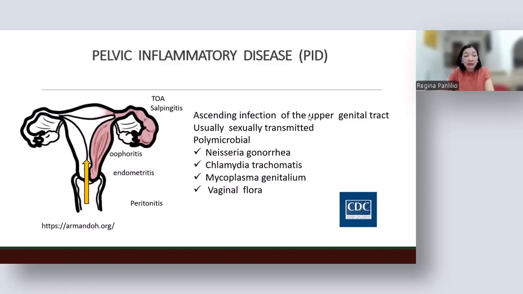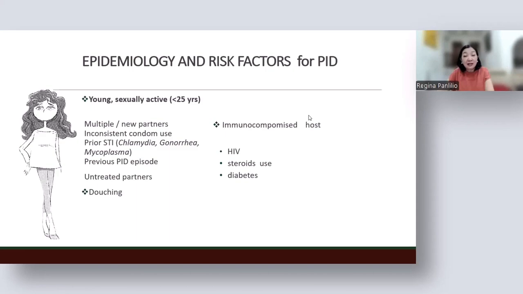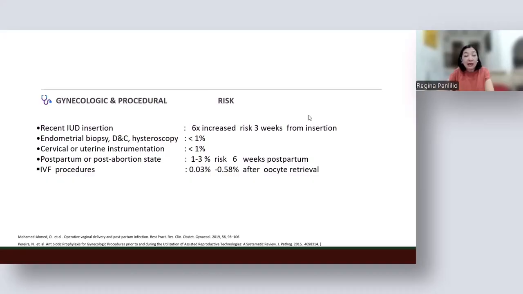So let's first define pelvic inflammatory disease, or PID, according to the Centers for Disease Control and Prevention. This is an ascending infection of the upper genital tract, usually sexually transmitted, and predominantly caused by Neisseria gonorrhoeae and Chlamydia trachomatis. This is seen in young sexually active women less than 25 years old with unhealthy sexual behaviors, but the risk is also increased in immunocompromised hosts. Non-sexual transmission may also happen after gynecologic procedures, but this carries a low absolute risk.